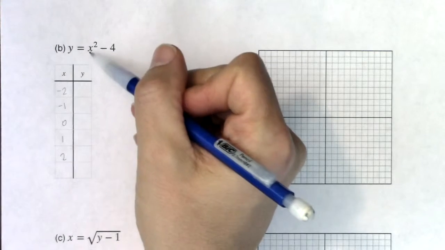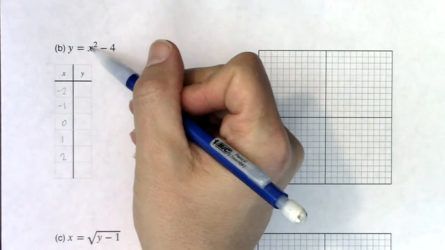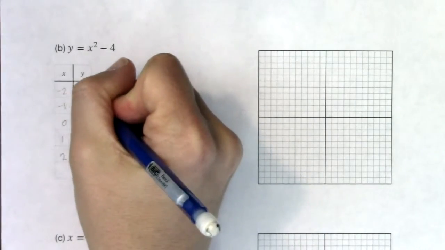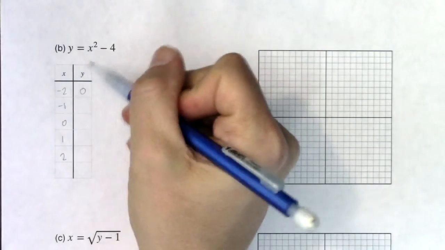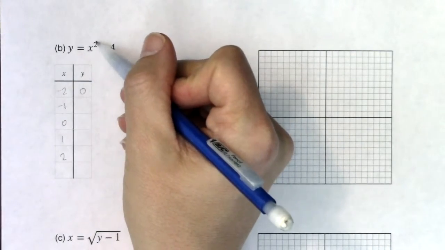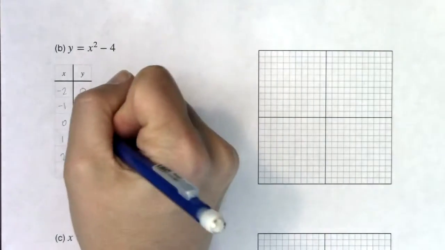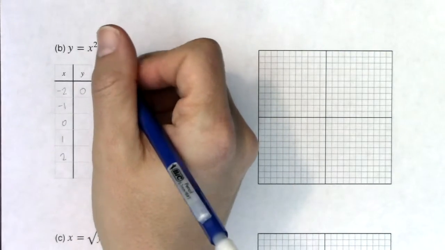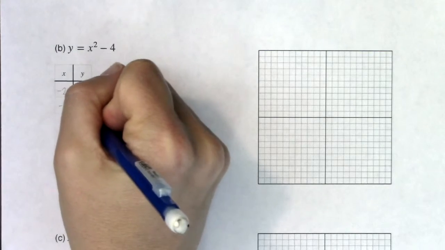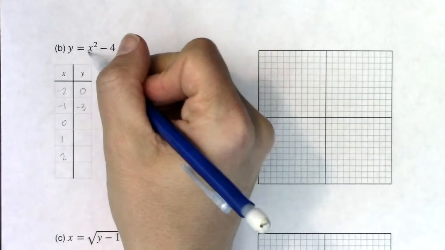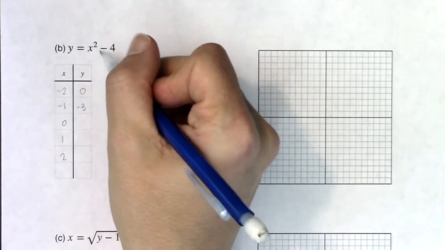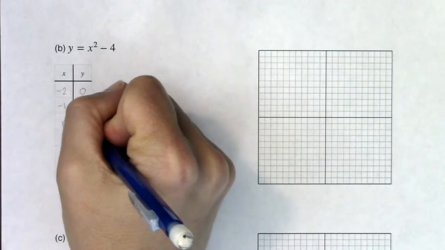So we're going to go -2 squared is 4. 4 minus 4 is 0. Okay? Let's try -1. -1 squared is 1. 1 minus 4 is -3. Okay, 0. 0 squared is 0. 0 minus 4 is -4.